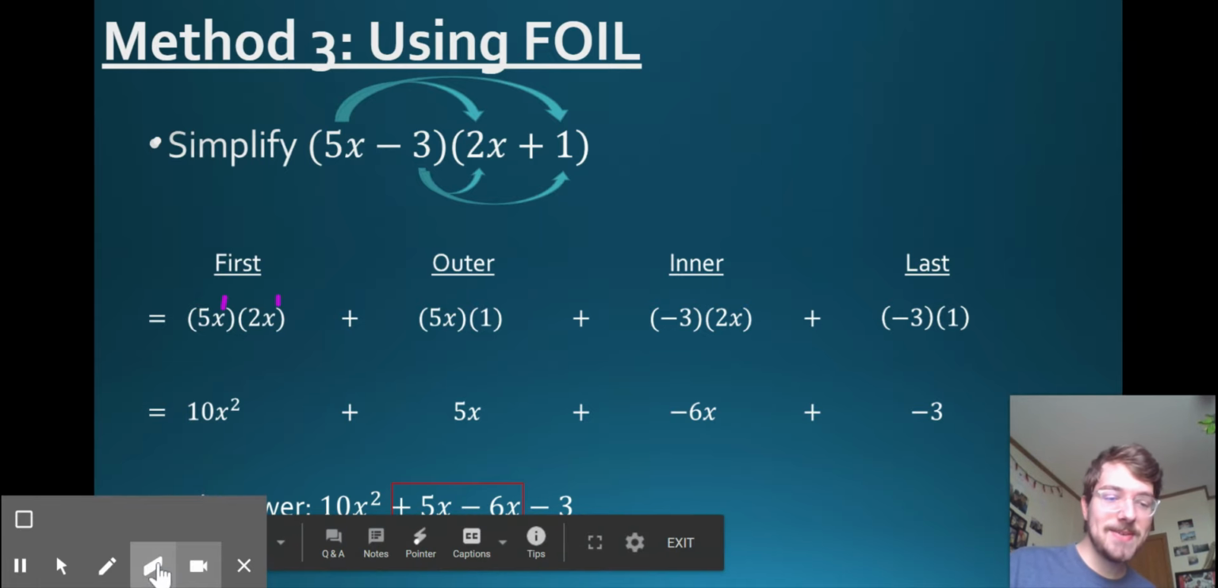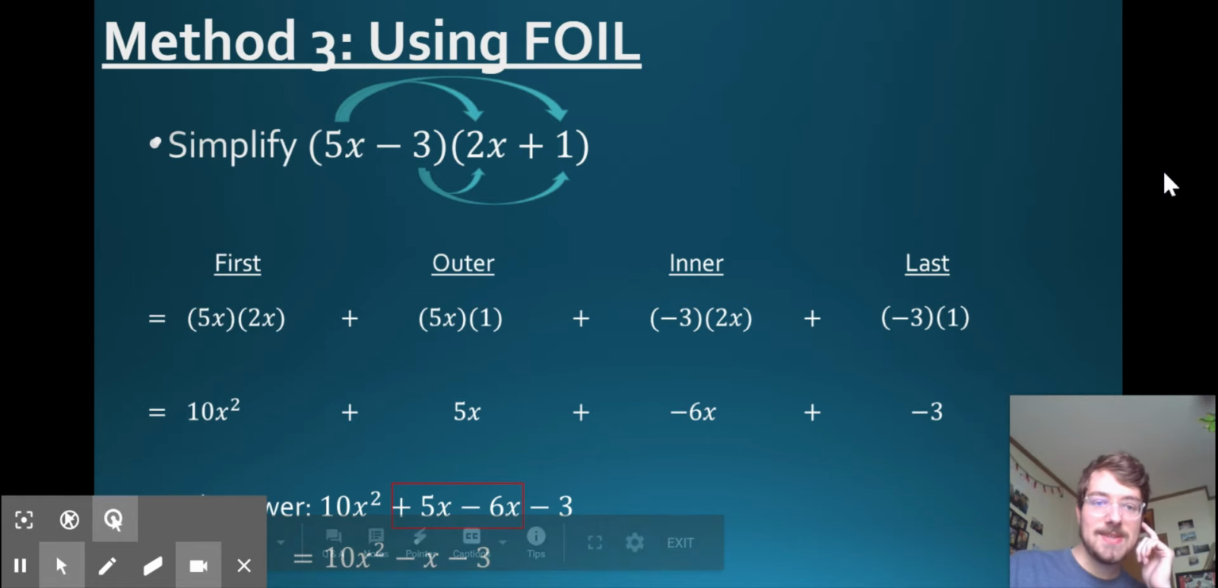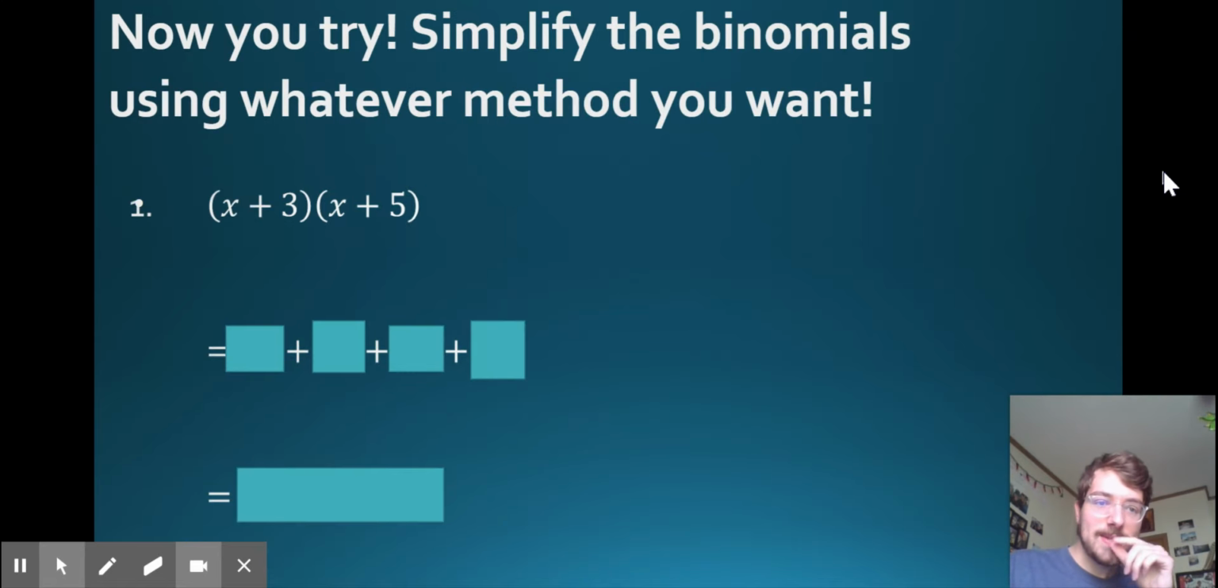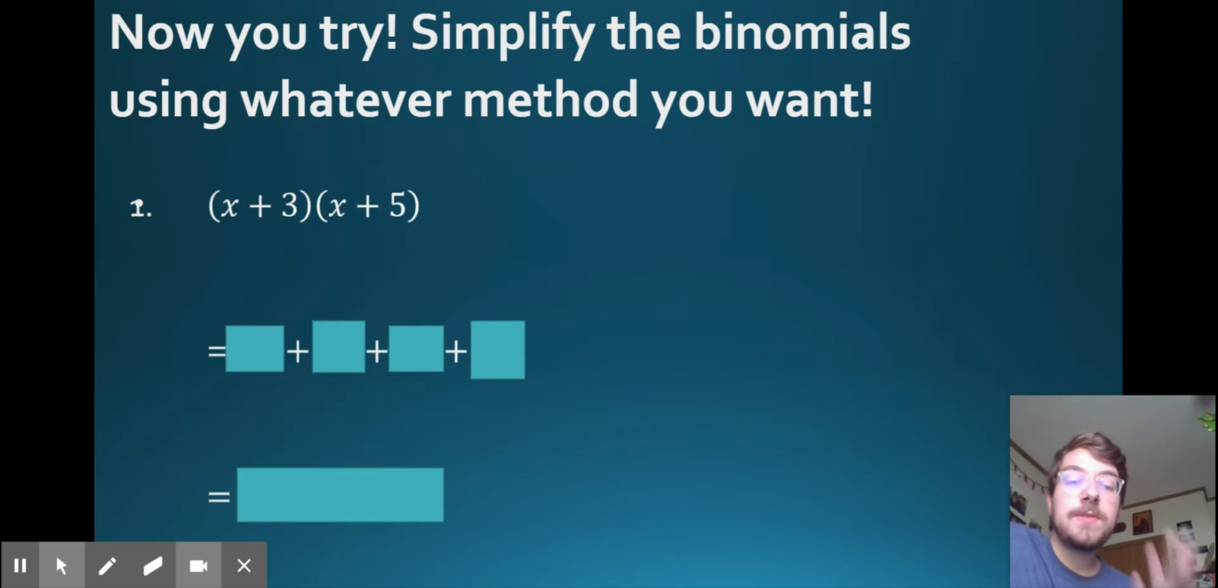So, that's how those are going to go down. Let's try a couple others together just so we know what's up. I'm going to stick to the FOIL method because that's just what I'm most comfortable with. But if you want to do these using either a table or the distributive property, go for it. But I'm going to stick with FOIL. If you want to pick another one, that's totally on you. Use what's most comfortable for you.